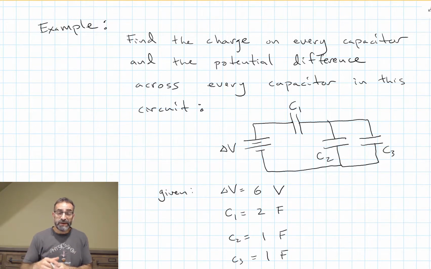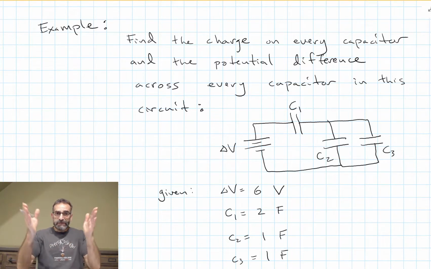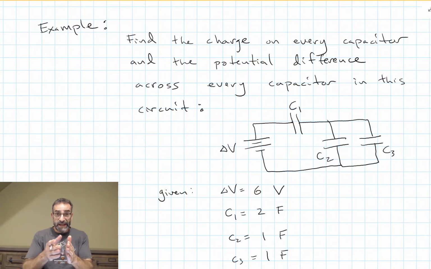Now, in the last video, we found the equivalent capacitance for this circuit, so I'm not going to do that again, but that's where I'm going to start. I would take this complicated circuit and reduce it down to a single capacitor if I could, and I can in this case. And then I work backwards, filling in all the blanks as I go.